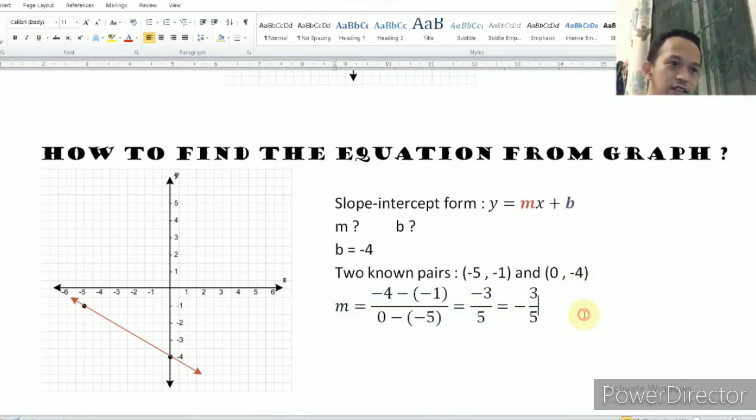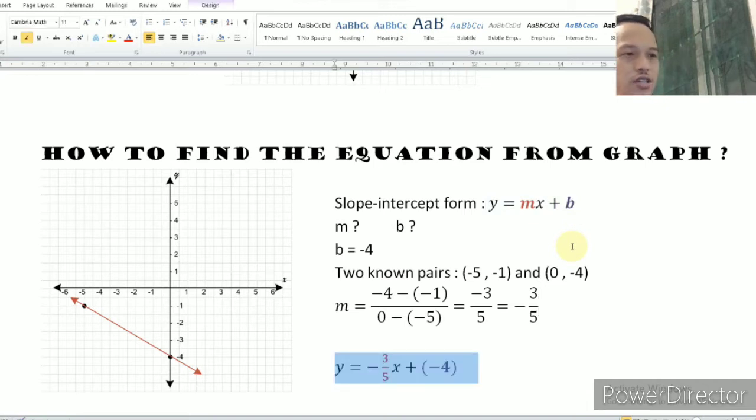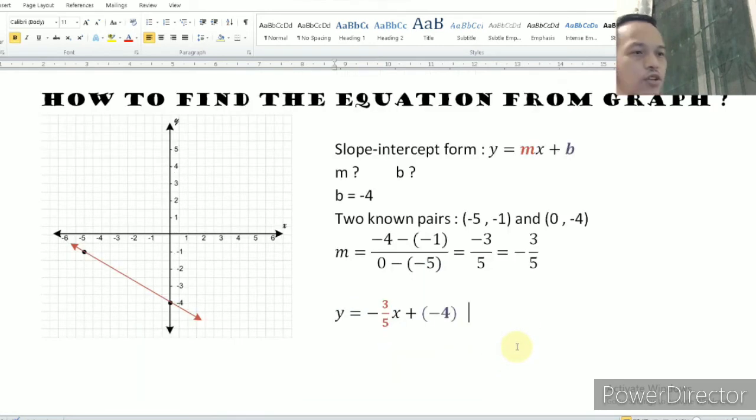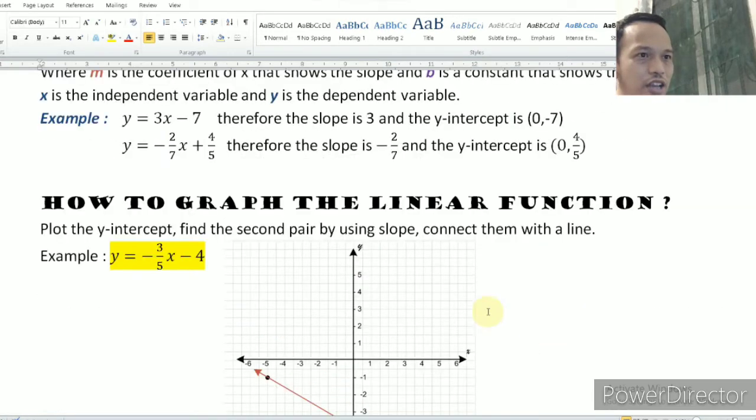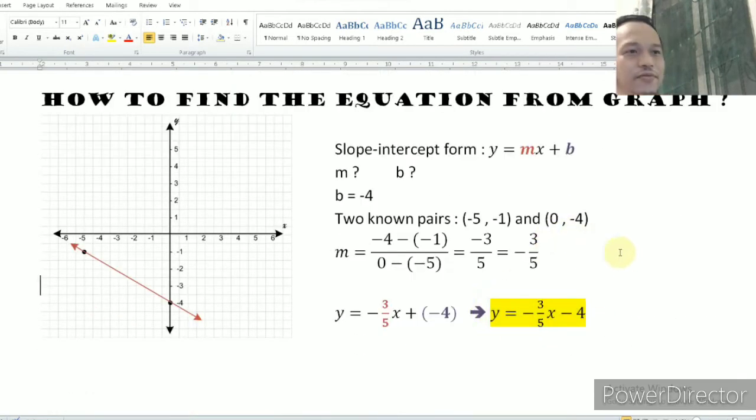So when I have already known the b and the m, I'm just replacing the m and b as the constants of my equation. So this is the equation. I just substitute the m and the b, and then I will just simplify it. It is the equation of this graph, which, if I compare to the previous one, is exactly the same.